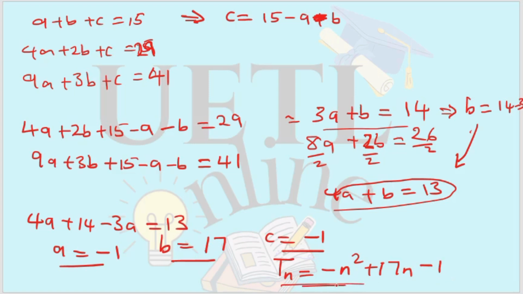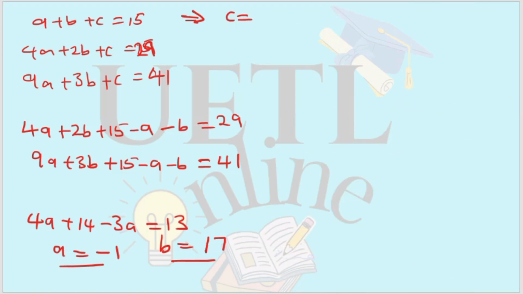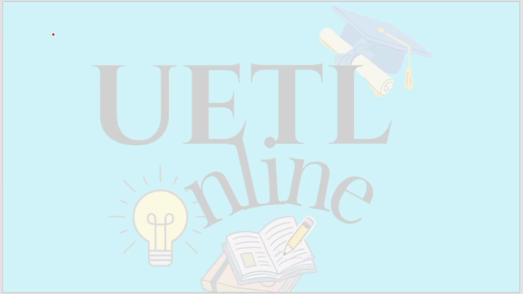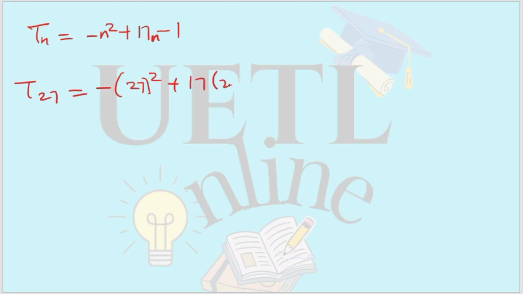So this is our Tn, and now we can use this to find anything we want. Our Tn is equal to minus n squared plus 17n minus 1. Now we are supposed to find our T27. As easy as that, we just have to simplify this one. We just have to substitute 27 for n. So this means that it is minus 27 squared plus 17 times 27 minus 1.